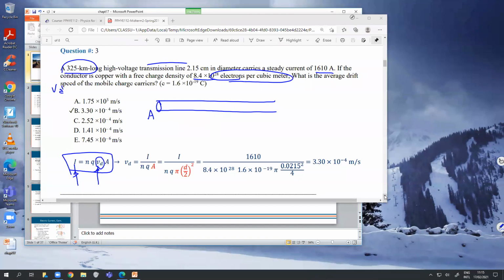Right, the area, is it given? Well, the diameter is given. So area of a wire, the cross section of a wire is a cylinder, right? Thin cylinder. The cross section of a wire is a circle. So do you know what is the area of a circle is?